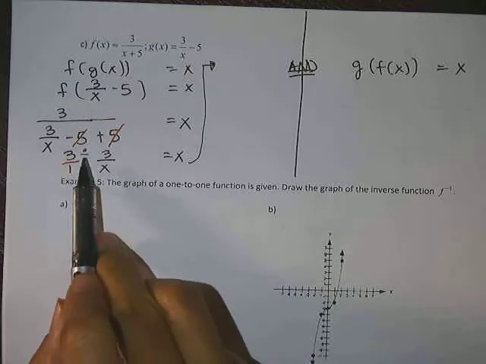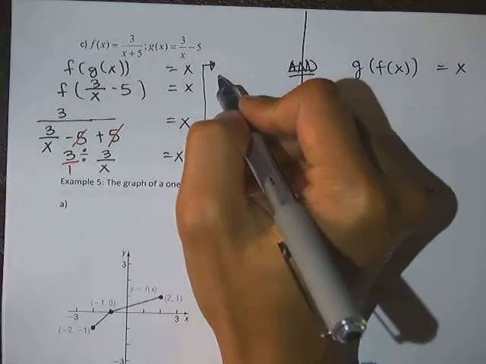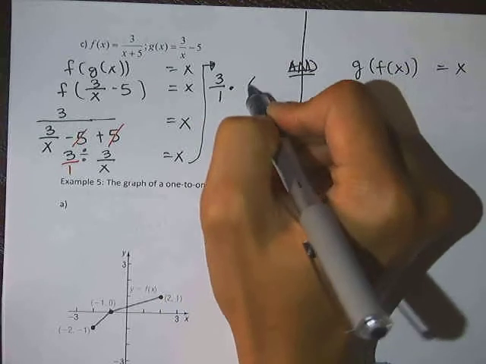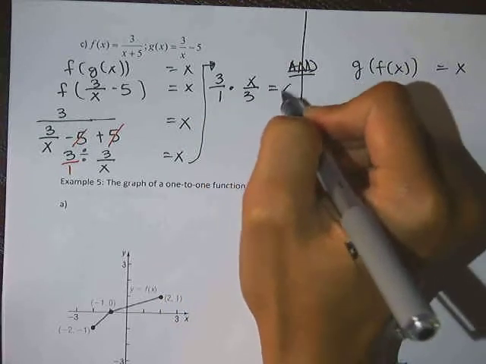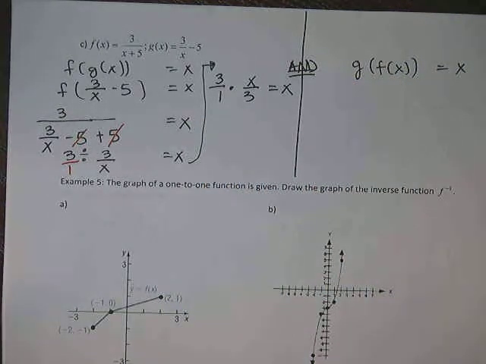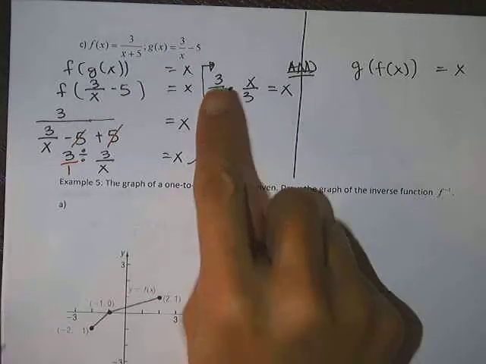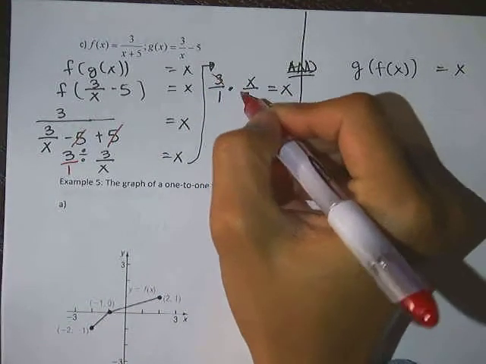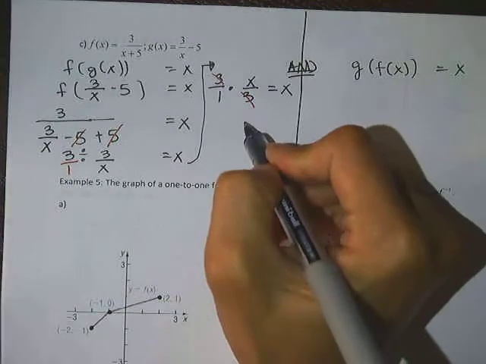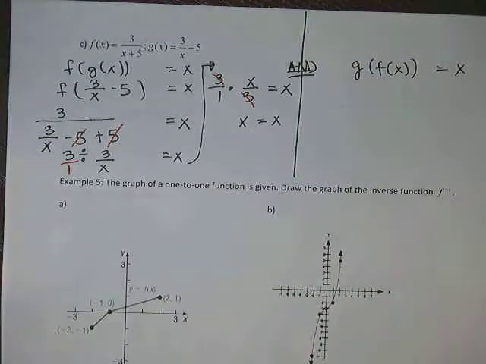When you are dividing, we're going to multiply by its reciprocal. So 3 over 1 times x over 3. Does it come out to be x? Now, the 3 over 3, we can reduce, right? So now we just have x over 1, which is simply x. x does come out to be x. So on the left, it does come out to be x when we do the composition.